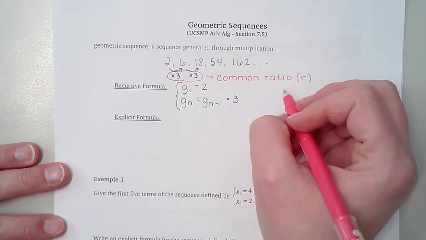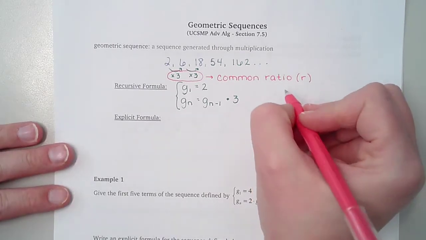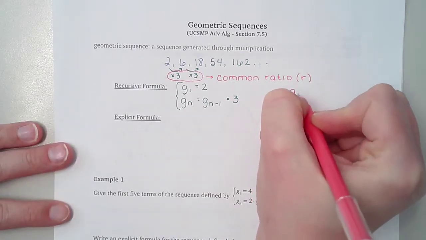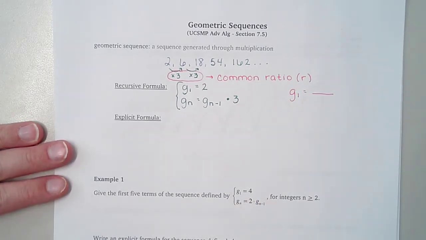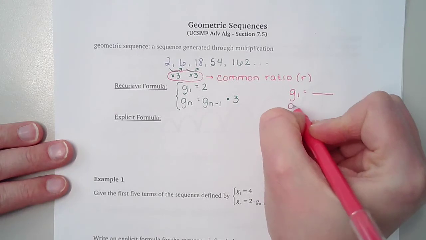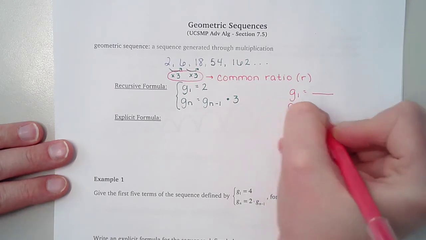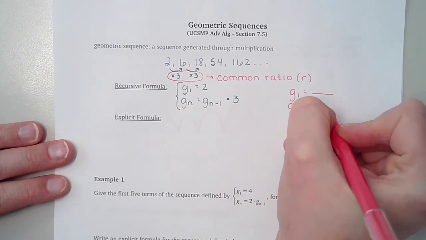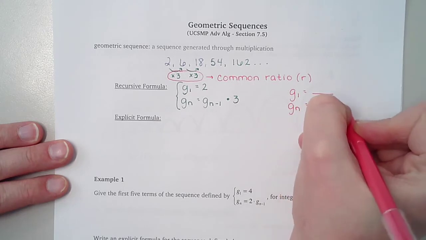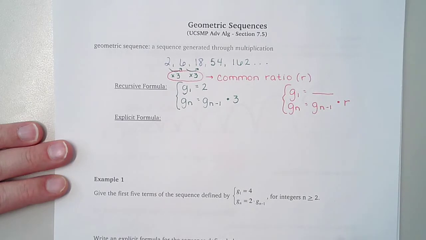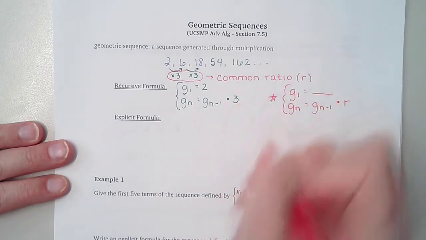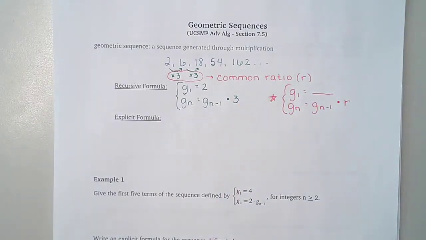If you wanted a general recursive formula, you're always going to write G1 equals something, because remember, with recursive formulas, you always define the first term. And then to get to the next term in a geometric sequence, it's always going to come from taking the previous term and multiplying by the R value. That's your generic recursive formula.